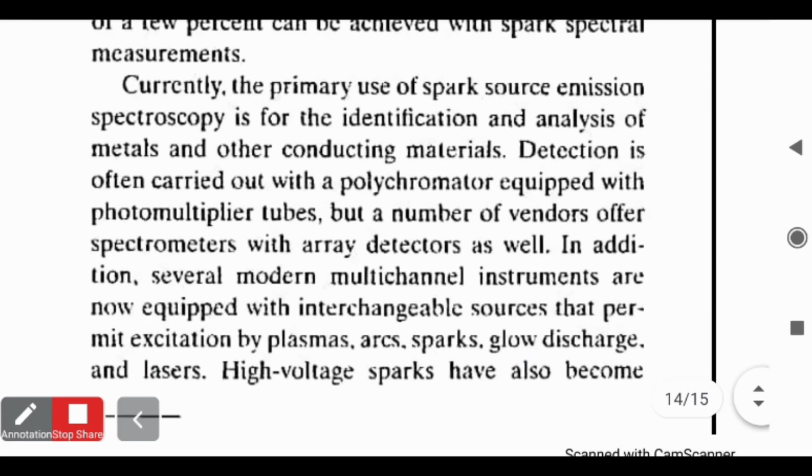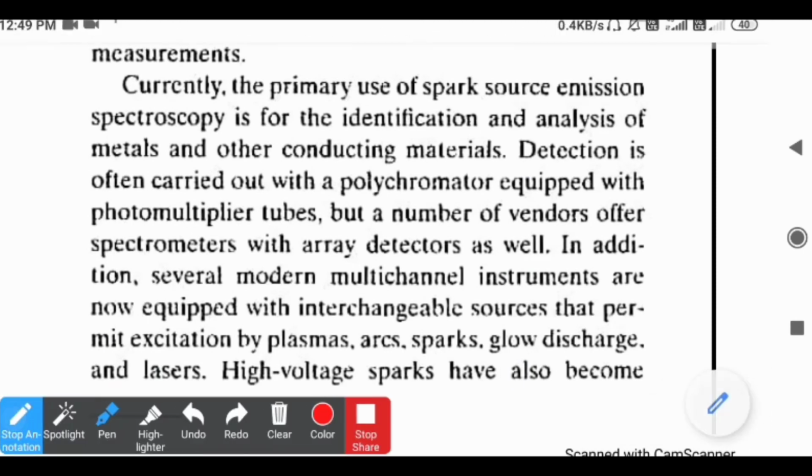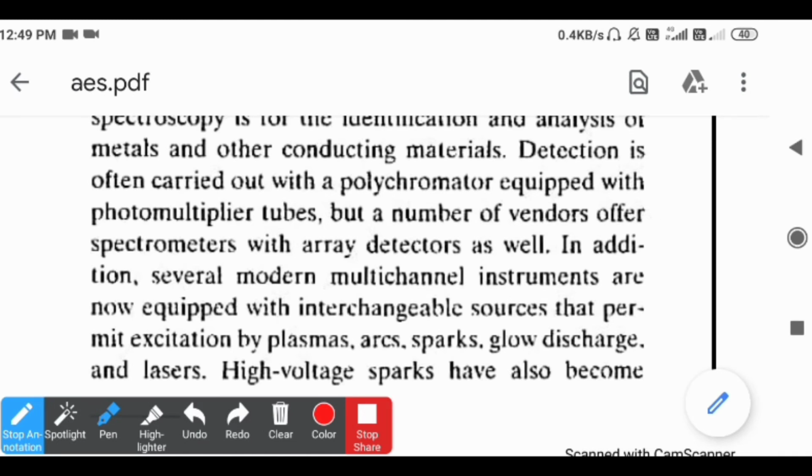So now the primary use of spark source spectroscopy is for the analysis of metals and other conducting materials. The detection is commonly carried out with a polychromator equipped with a photomultiplier tube or some other array detectors. So two types of detectors can be used: one is the photomultiplier tube and the other is the array detector.